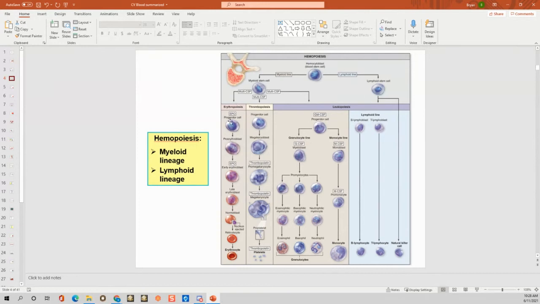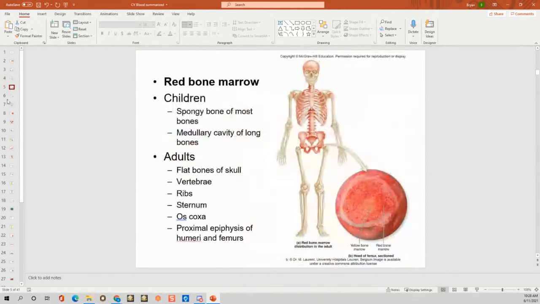So let's start walking through some of these lines. Let's learn more about erythrocytes, and let's learn more about leukocytes, and let's learn more about thrombocytes and what sort of things would cause them to be increased or decreased. Before we do that, I said it in the last slide, but where are all blood cells produced? In the red bone marrow.